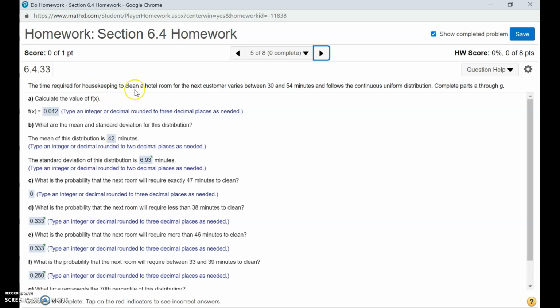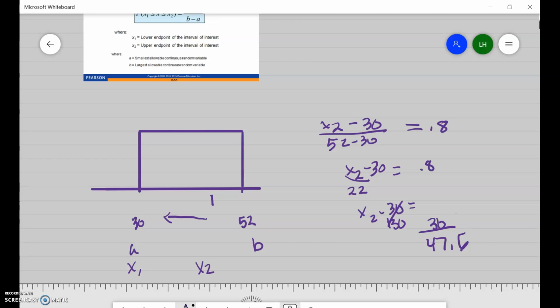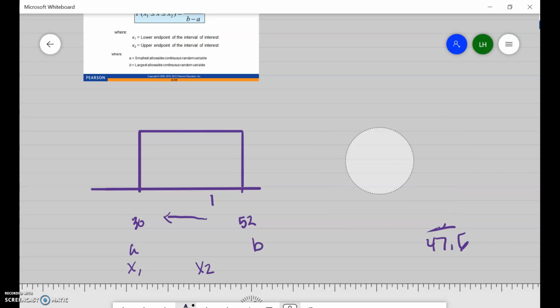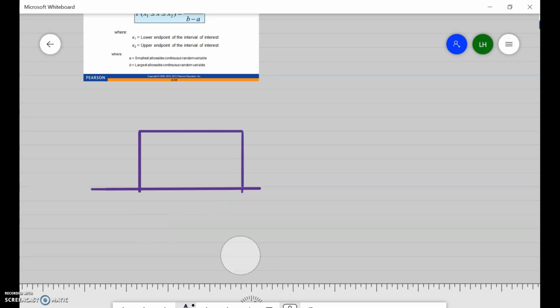The time required for housekeeping to clean a hotel room for the next customer varies between 30 and 54 minutes. So I'm going to label what I know here. So 30 and 54, that's A and B. Those are our boundaries.